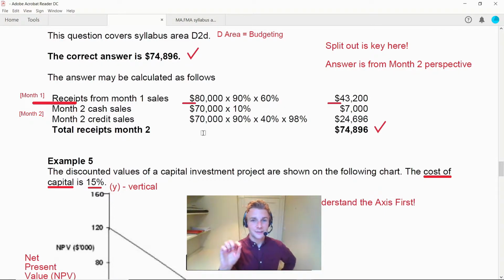But the 70,000, we've now got to consider what did we actually receive this month. So remember, 40% of it is actually received this month. 90% of that is actually on credit because the other 10% went in cash. And notice on there the 98%. That is to take into account the 2% actual discount rate as well. So that gives us our $24,696 added to the other two receipts, giving us a total for month 2 of $74,896. Make sure the key things on here, split out the different periods.